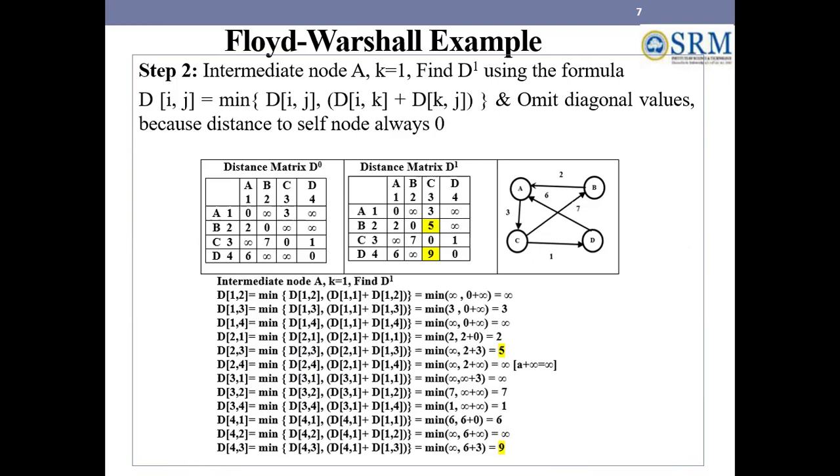What's the B to C initially? Infinity. Through the intermediate node A there is a path, B to A to C. That is the yellow color. So what's the distance from B to C? Through A, 2 plus 3, 5. That infinity is replaced by 5.